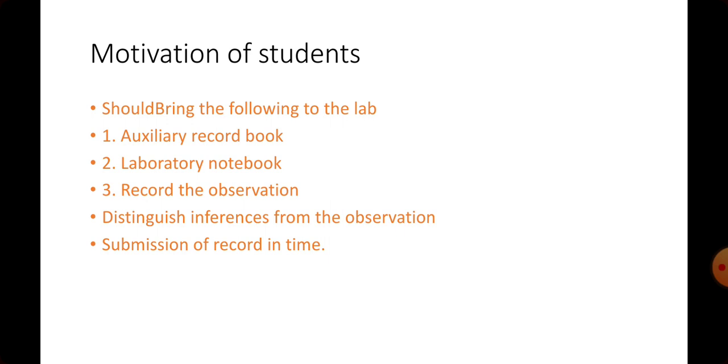After that, the student has to distinguish the inferences from the observations, and write the findings of the experiment, then submit them to the mathematics teacher, mathematics supervisor or mathematics instructor in the laboratory in time. So that should be submitted in time. In this way the teacher has to motivate the students to do the experiment actively and make the students involved in the mathematics lab actively.